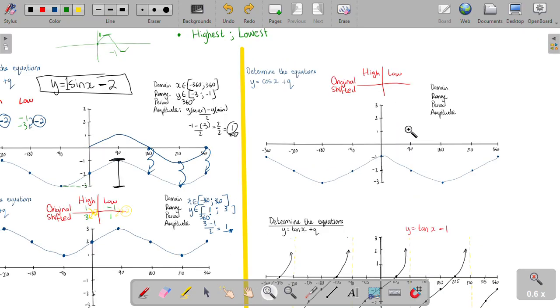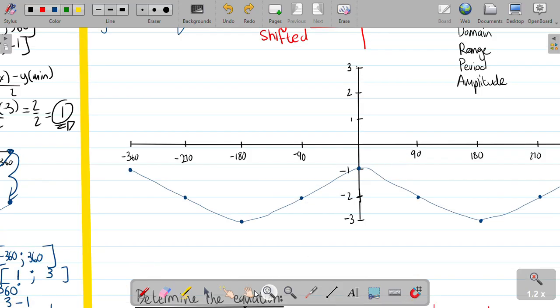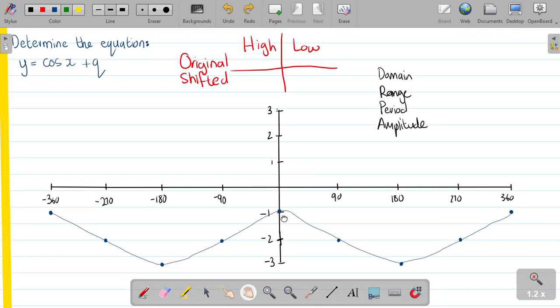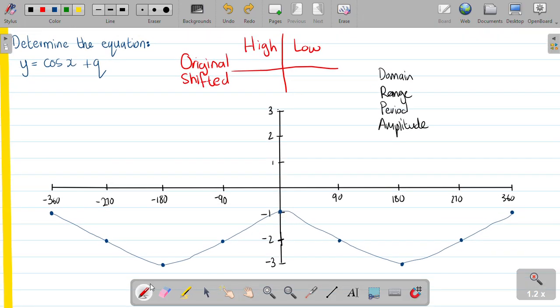Okay, so let's have a look at our cos graph over here. Sorry, my computer's going to lag a little bit because there's so much work on this page. But okay, let's go for it. The question is, we need to determine the equation of this blue graph over here, and it shows us that it's a cos graph, and we just need to determine what the Q is going to be.